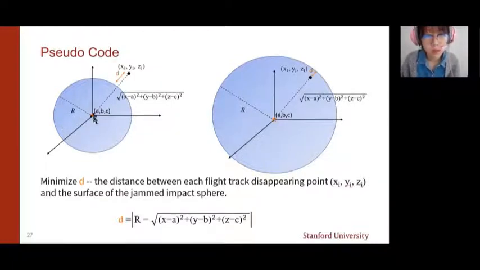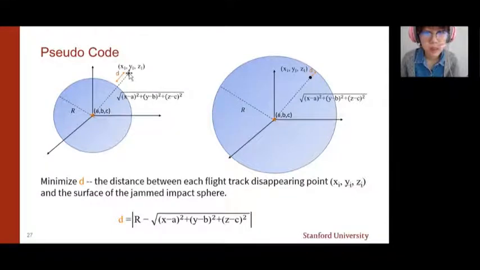We want to figure out the location of the jammer, so the latitude, longitude, and the altitude would be unknown. And also we wanted to know the size of the impact spherical area. So the radius r would be the 4th unknown value. So these 4 unknown values are what we're trying to figure out.